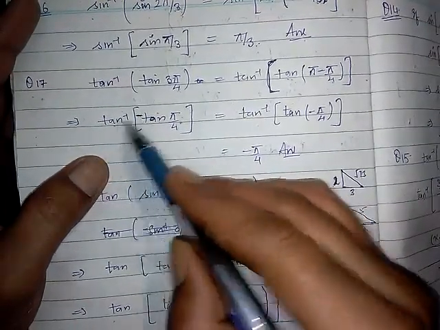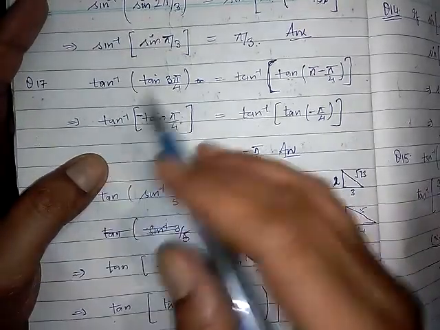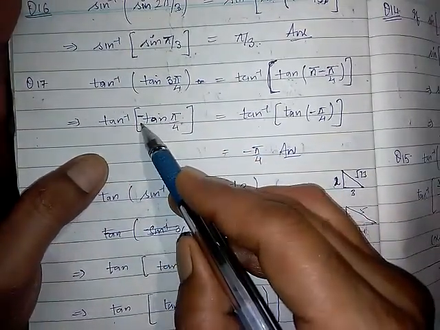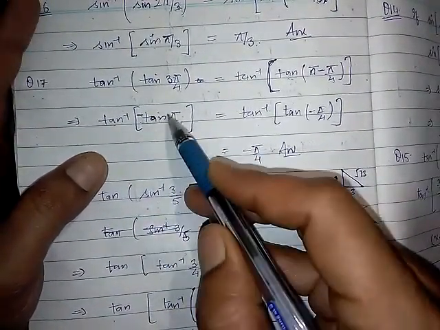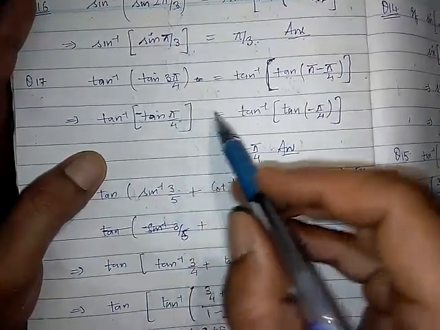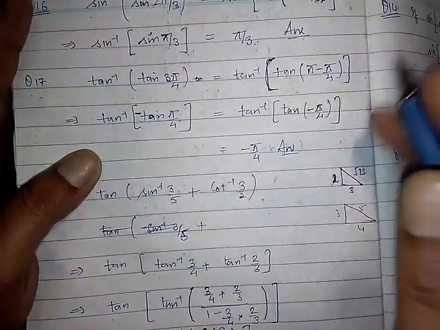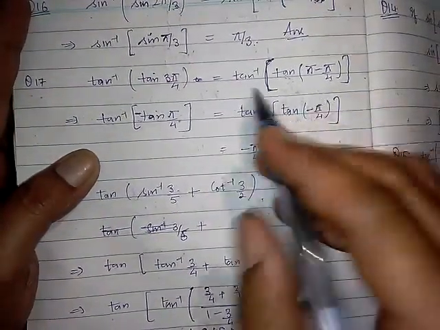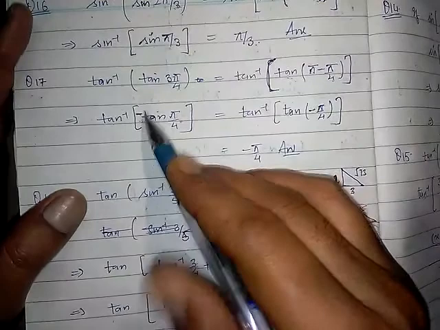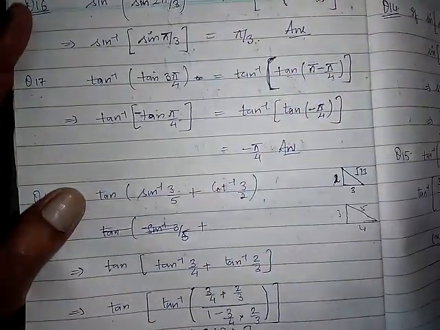Okay, there should be nothing between them, not a single coefficient. So here the coefficient is minus 1. So this minus has to be adjusted with the pi by 4. For the time being we can write this as minus pi by 4, because we know that tan of minus theta is always equal to minus tan theta. According to that formula we can write this.